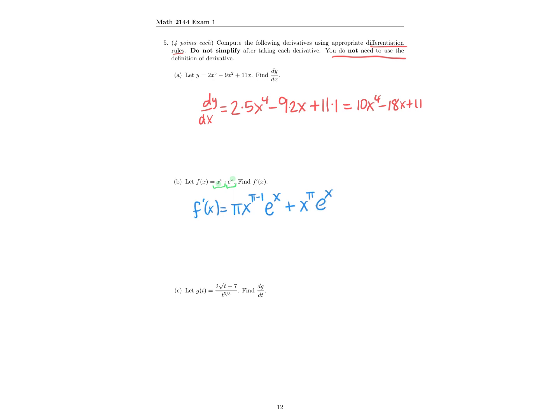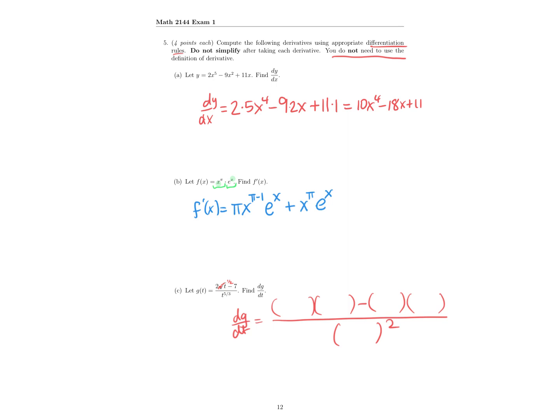For the next one, I'm going to use the quotient rule. And so if we remember, this square root of t can be also written as t to the 1/2. So I'm just going to write it as t to the 1/2. I think it'll make it a little easier. And if I want to find dg dt, I'm going to use the quotient rule. I think it helps if you write out your parentheses ahead of time, so you can kind of make sure you put everything where it needs to go.